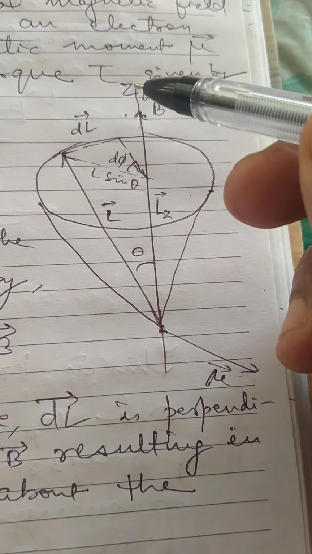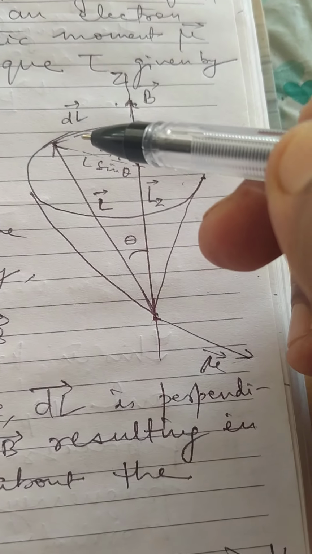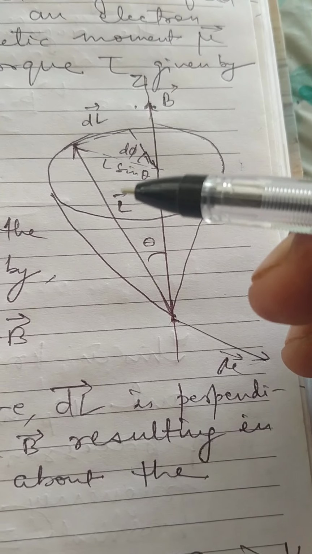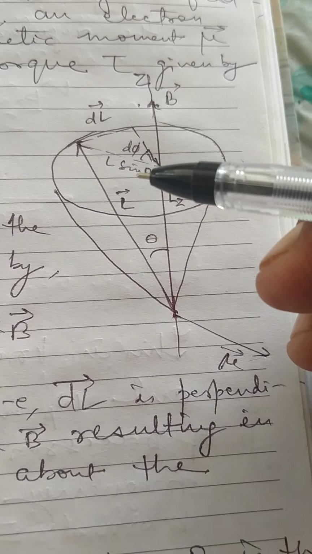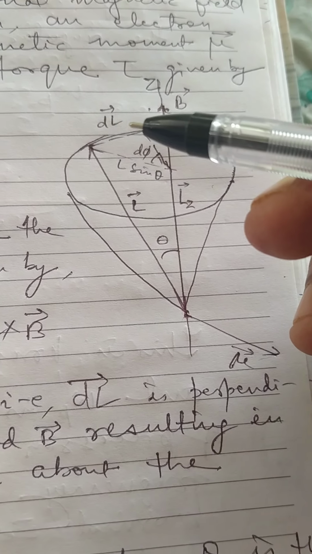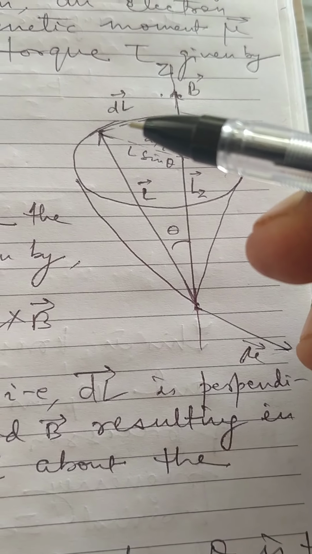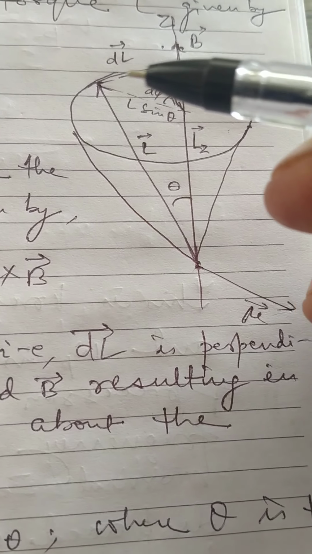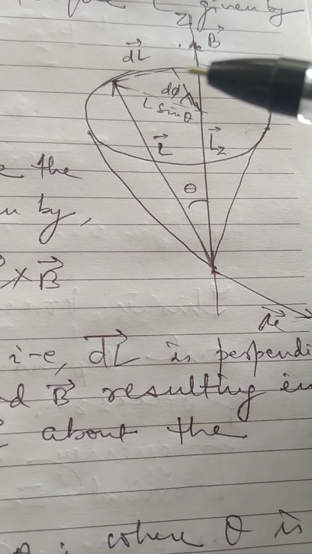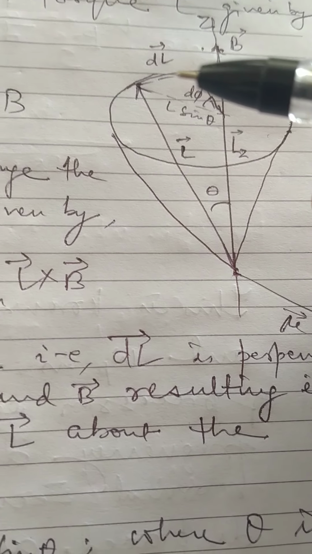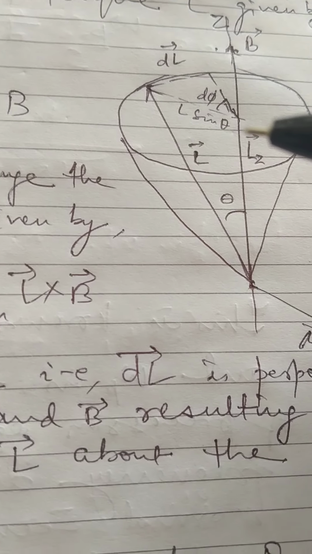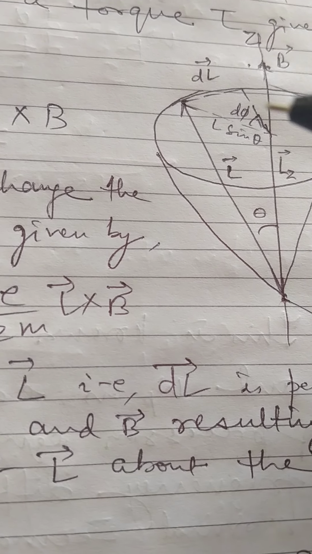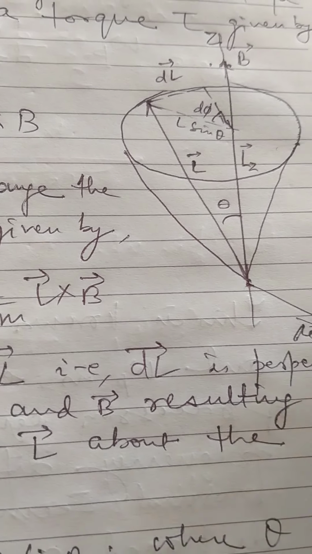The electron will precess around the magnetic field, so this is the plane of precession. In this plane, L sin theta will be perpendicular to L, and dL, the change in the angular momentum, is just like an arc in a circular motion. It subtends an angle d phi at this point, which is on the z axis, the axis along which the magnetic field is applied.